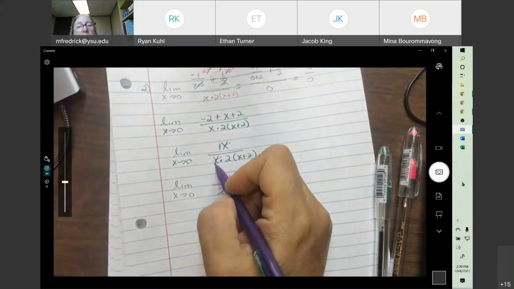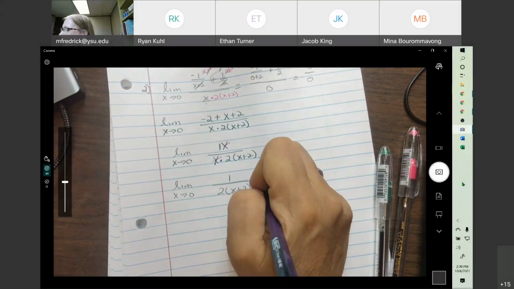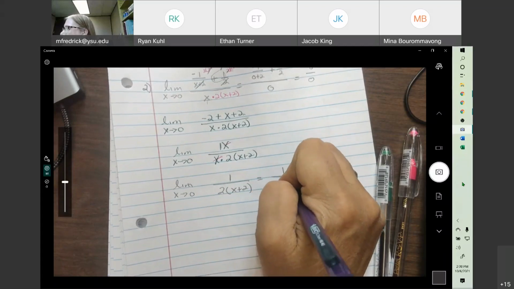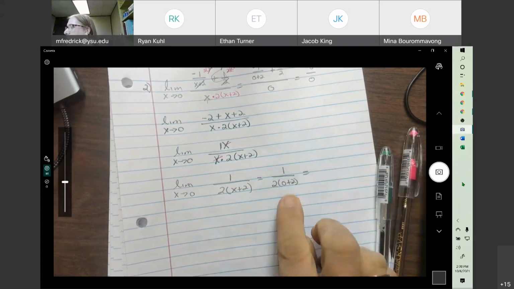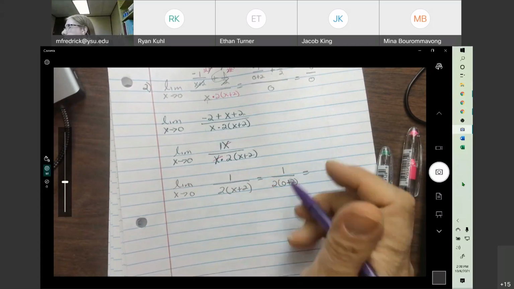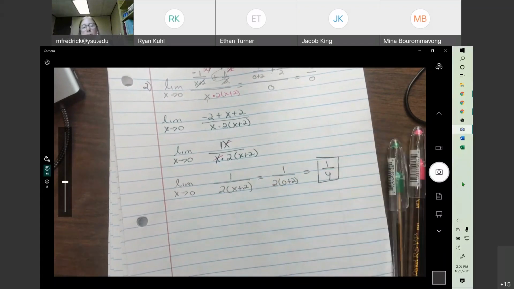Now that this x canceled, plug it in, see what happens. 1 over 2 times 0 plus 2. That would be 2 inside parentheses times 2 gives us 1/4. Any questions on that one?